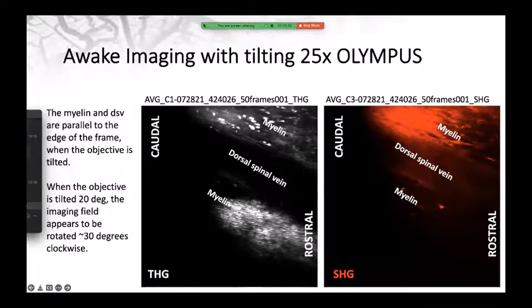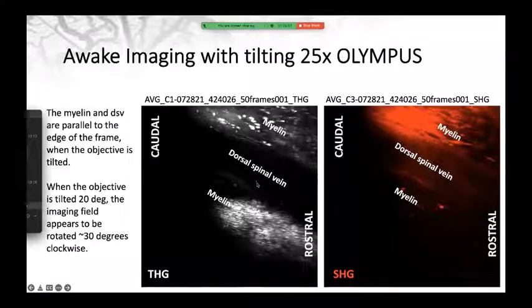This is some of the preliminary imaging that I did with the tilting objective with an awake mouse. All this is really here to show that the imaging plane is going to be tilted, angled the same way that the objective holder is going to be angled. It's not going to be a big deal, but it alters the way we navigate the cord, because normally we'll have the dorsal spinal vein going from left to right here. Because it's angled, and the way the mirrors are placed, Mike knows all the answers for that, it's going to rotate the imaging frame slightly.